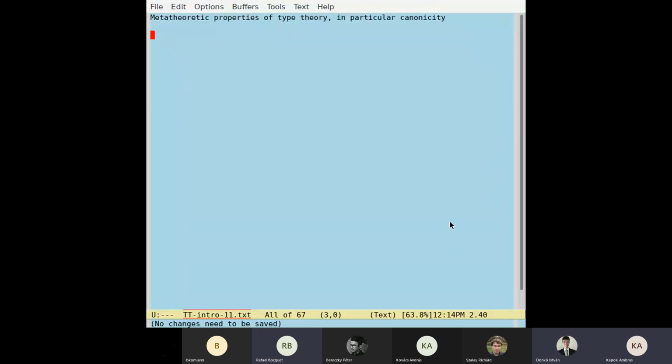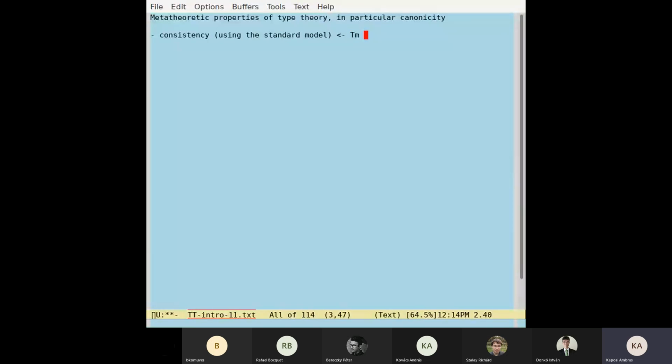Okay, and in fact, in this series of seminars, we mainly talked about metatheoretic stuff. That's why the name of the seminar was metatheory seminar. So we proved metatheoretic properties like consistency using the standard model. This meant that there is no term in the empty context of type bottom.